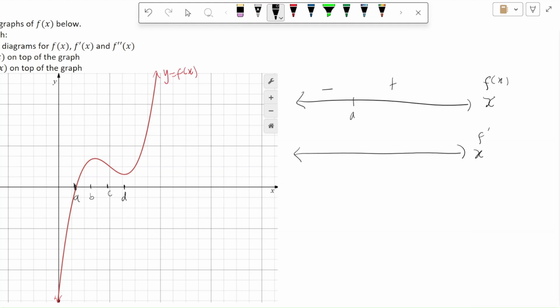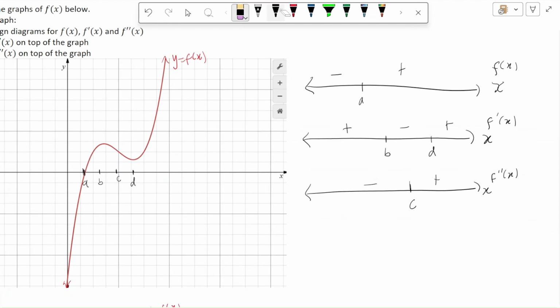Next sign diagram is f dash of x, and we put the stationary points on there. So that's B and D. So it goes positive slope, then it slopes down, then it slopes up. Next sign diagram, we put the inflection points on. Now, usually if this is an exam question, it will tell you that C is an inflection point, just to be extra sure. But we'll put C on there and we'll go minus and plus. Notice how I'm lining up the A's, B's, C's, and D's so that they're actually in the same spot correct with each other. It's very important.